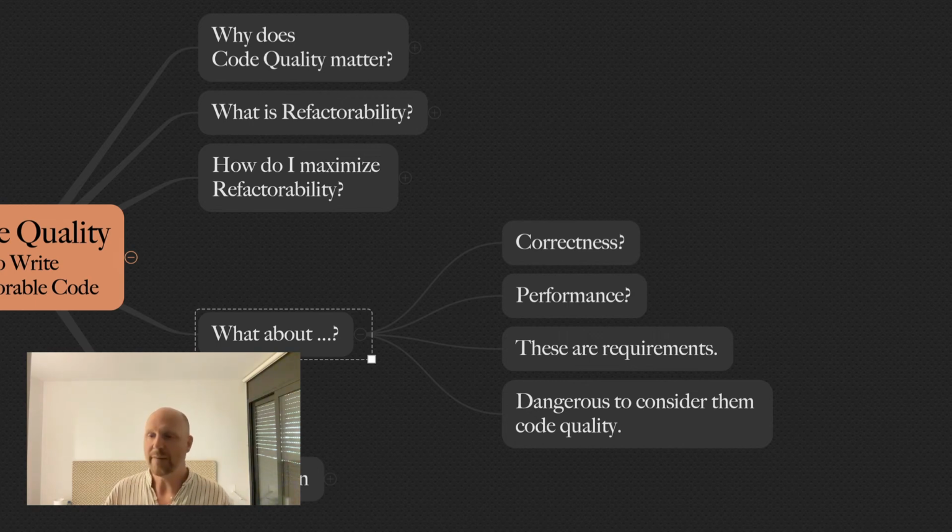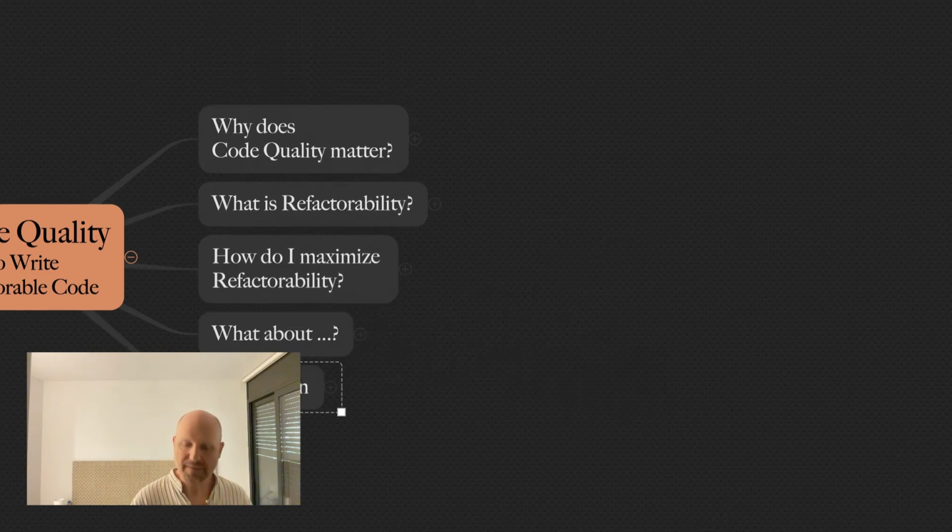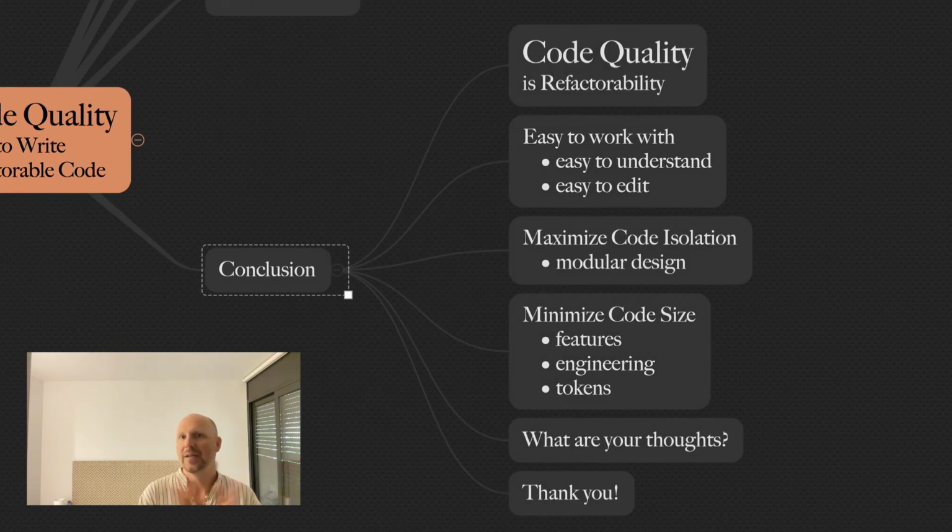Refactorability really should be all about stuff that we are going to continually improve to make it easy to continue to improve the software. It's a bit of a virtuous cycle. So, in conclusion, code quality is always and forever refactorability, our ability to understand and edit our code. It needs to be easy to work with, easy to understand, easy to edit. The main strategies are, first, maximizing the isolation of various parts of our code using modular design.